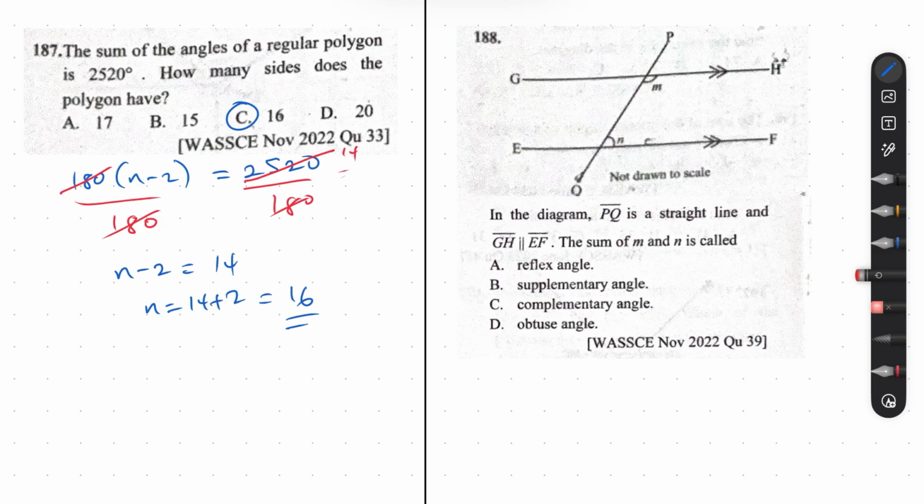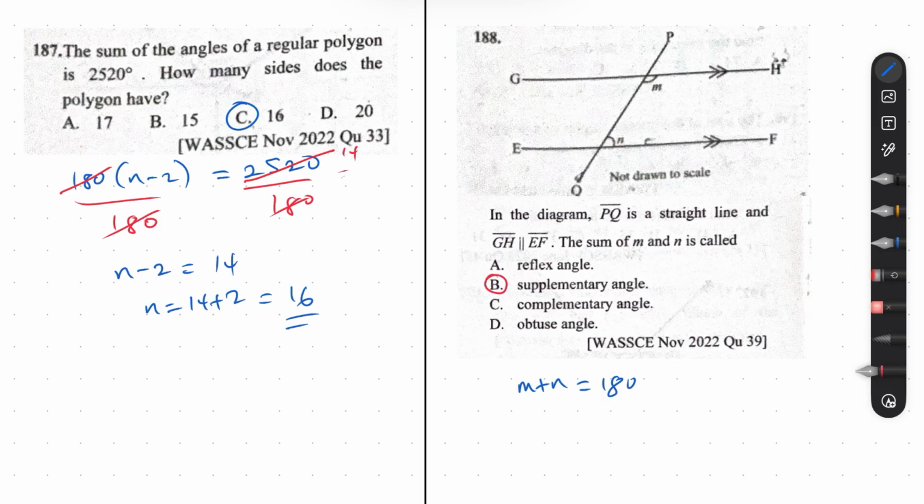Before we try to answer the question, we know that N and M are co-interior angles, and we know that co-interior angles add up to 180. So M plus N equals 180. Now the question says the sum of M and N is called what? Now we know it is 180. So 180 is called what? Supplementary. So the answer is supplementary, which is B.